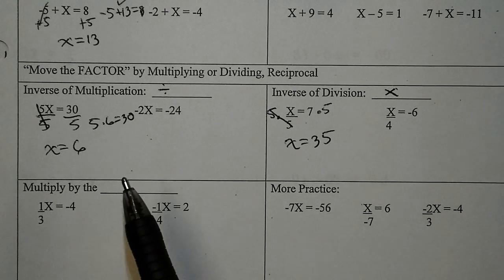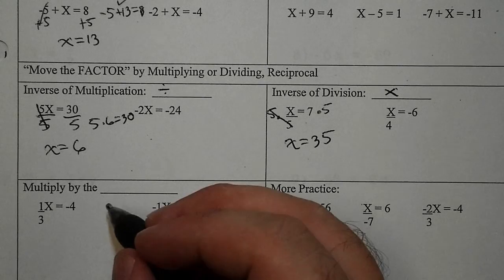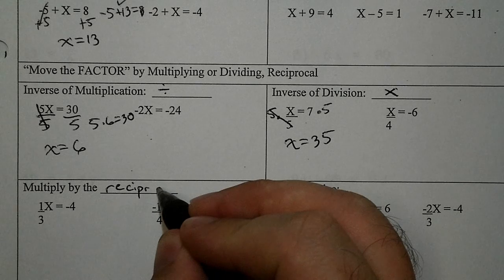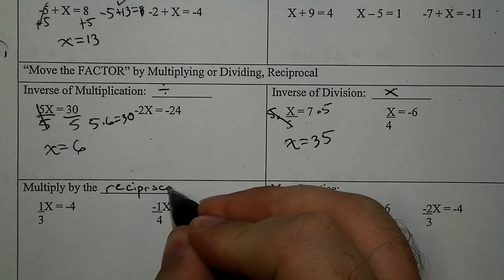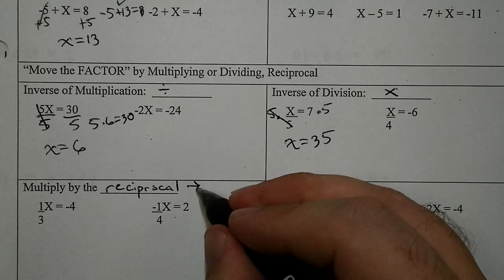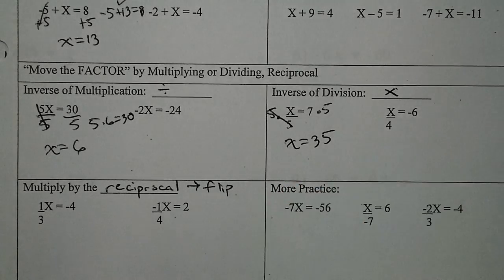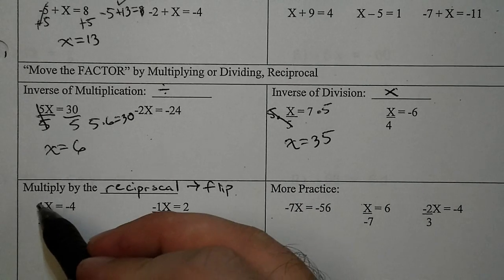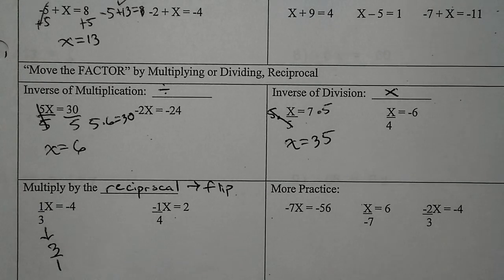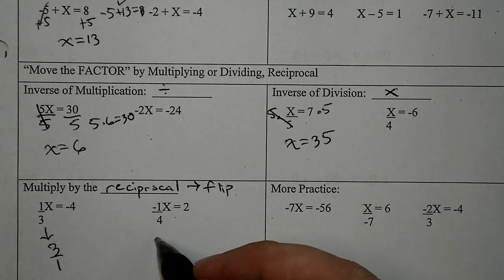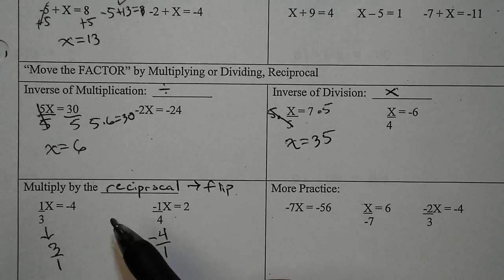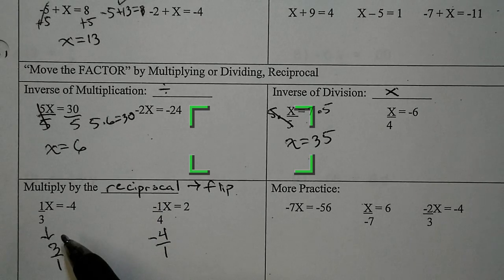Now, this last one, if we multiply by the reciprocal, we will get rid of our fraction. This is the one that usually trips people up. Reciprocal literally means flip that fraction. So the reciprocal of this fraction, 1/3, if we flip it, we would get 3 over 1. The reciprocal of negative 1/4 would be negative 4 over 1. And all we're going to do is multiply by the reciprocal to get rid of the fraction.